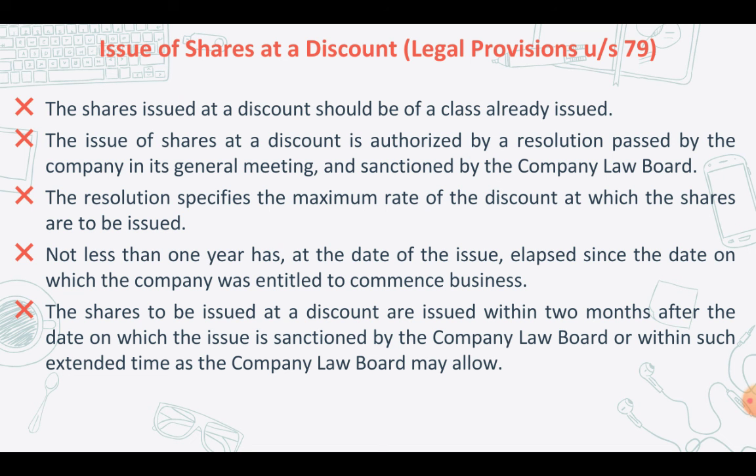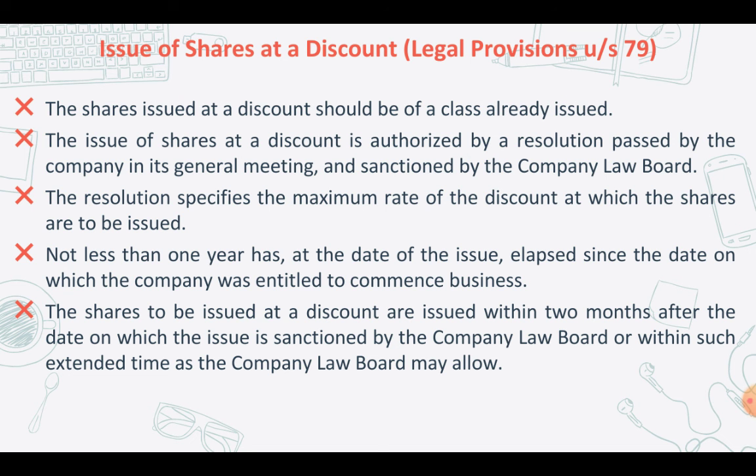The board of the company should first agree to the issue of shares at a discount. And the third point is the resolution should specify the maximum rate of discount at which the shares are to be issued. Now, this particular discount should never exceed 10%. In special cases, of course, the company law board may permit a higher percentage of discount. However, in normal situations, it should not exceed 10%.